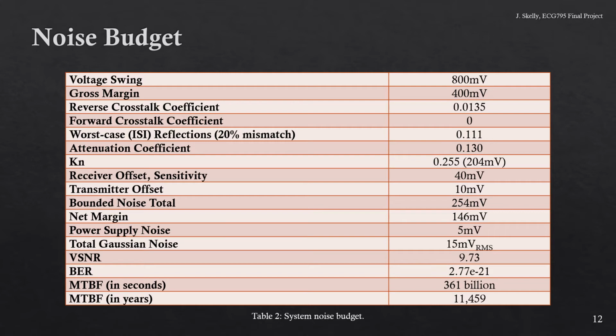Power supply noise combined with other sources of probabilistic noise result in a total Gaussian noise of 15 millivolts RMS. The system has a voltage signal-to-noise ratio of 9.73 and can probabilistically perform reliably without an error for over 11,000 years.